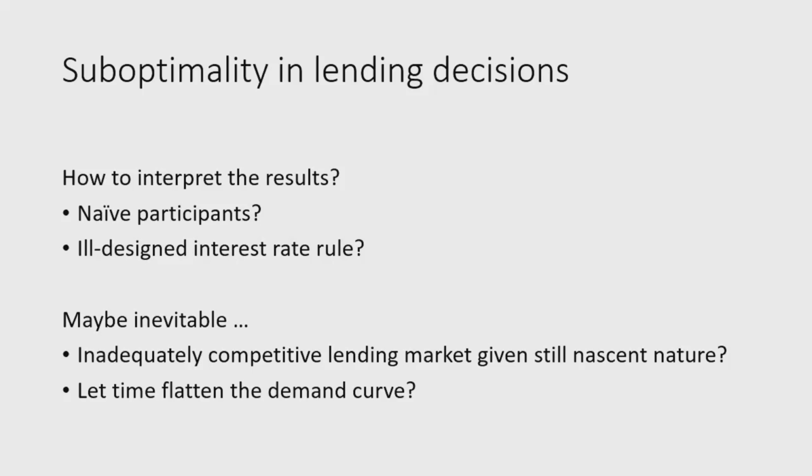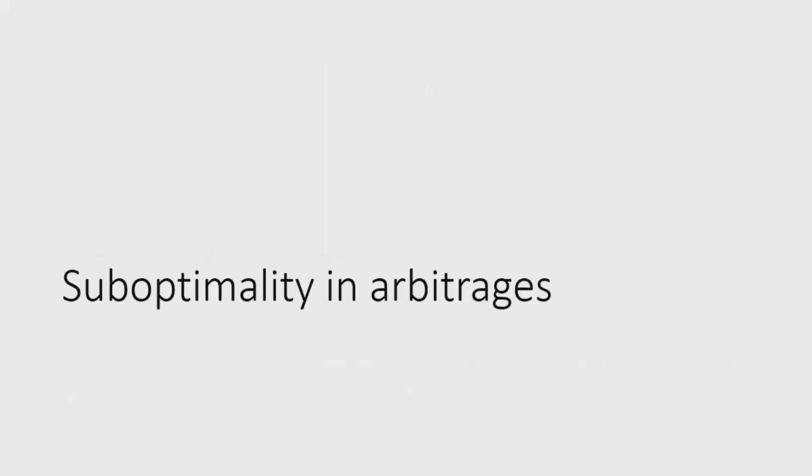So the implication we can learn from the paper is not about how to fix the protocols to avoid these problems. Actually, I think the way to overcome these problems is to grow those platforms. When the market becomes more competitive, then potentially we'll see a more flattened demand curve, and some of the so-called suboptimal decisions will actually become more optimal. So that's one way, I think, to interpret these results.